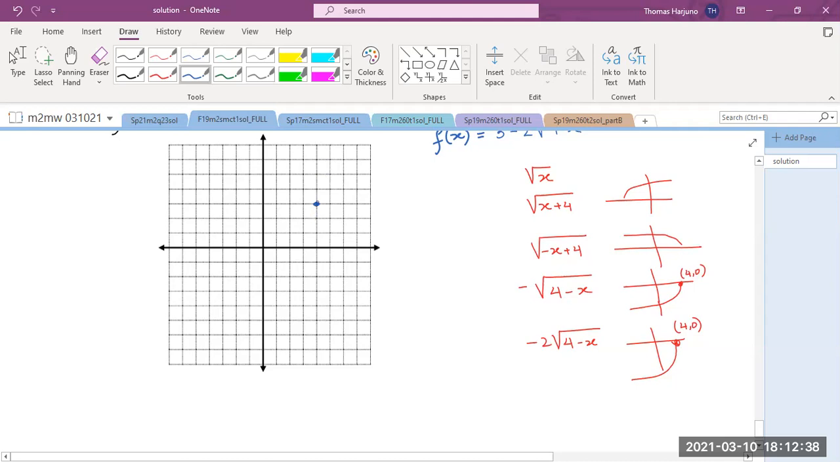Now, instead of going down 1 for left 1, we go down 2 because of that negative 2. Go down 2, left 1. Go down 4, left 4. Go down 3 times 2, which is down 6, left 9. That's what the graph looks like.